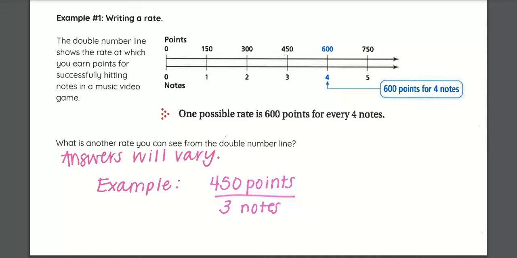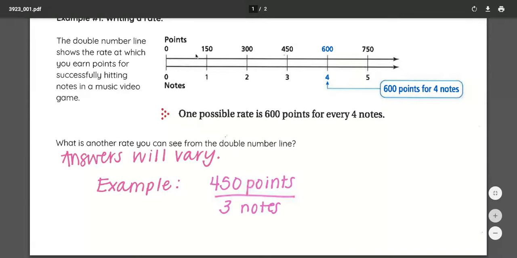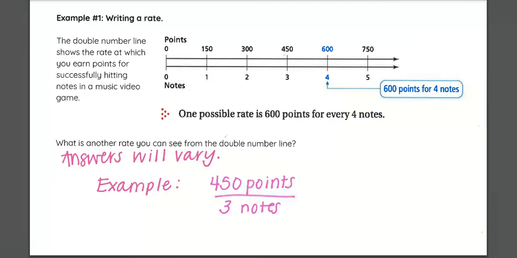My next question is, where is the unit rate on this double number line? Good. 150 points for 1 note is the unit rate because 1 would be our denominator. Now, this also can be considered a rate in a more broad sense. If you said that this was your rate, it is a rate, but it is also a unit rate more specifically. Okay, so sometimes we'll be given ratio tables or double number lines, and you can just directly pull a rate from there.